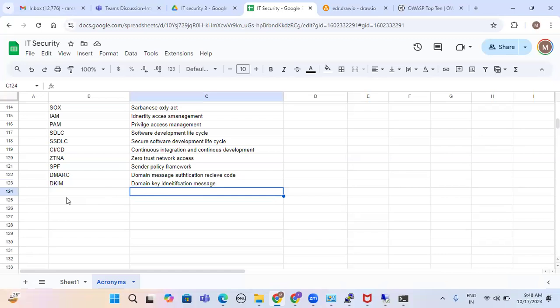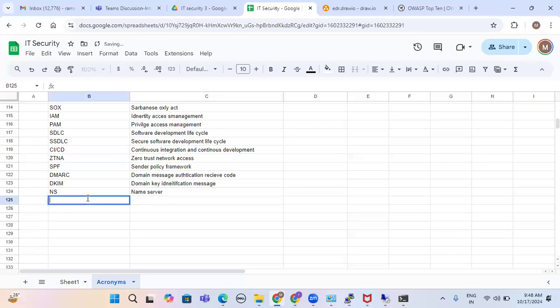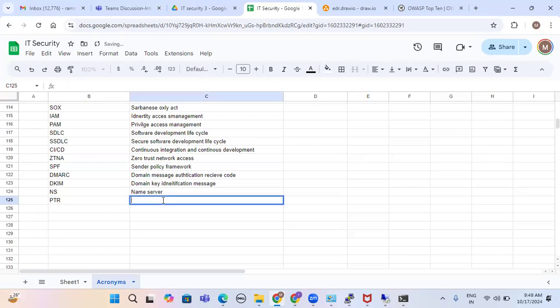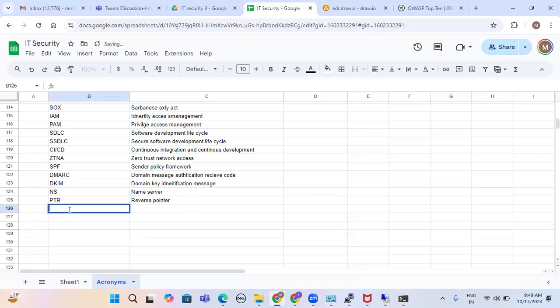A couple of other things like NS, name server. It's one of the DNS records. Next one is PTR, reverse pointer. That is the full form. This is also one of the DNS records. DNS is nothing but Domain Name System. It will resolve or convert, it will map a domain name into an IP address.